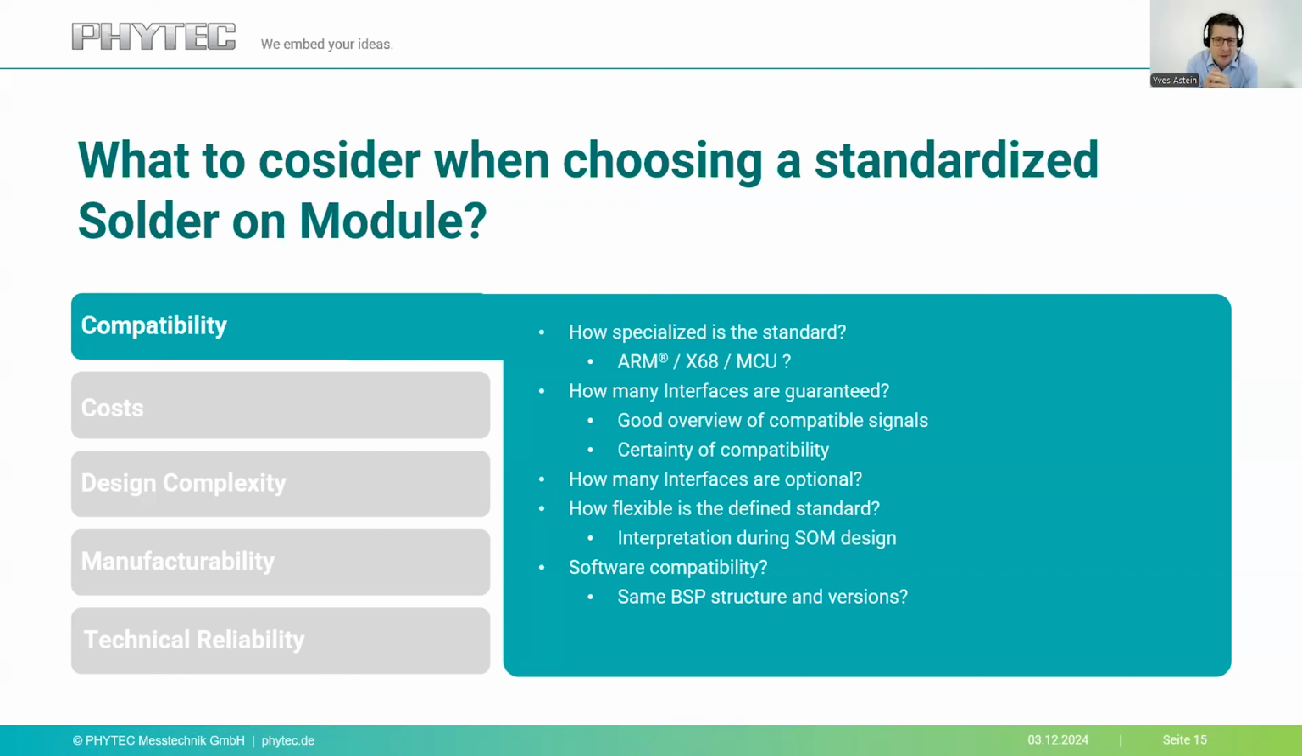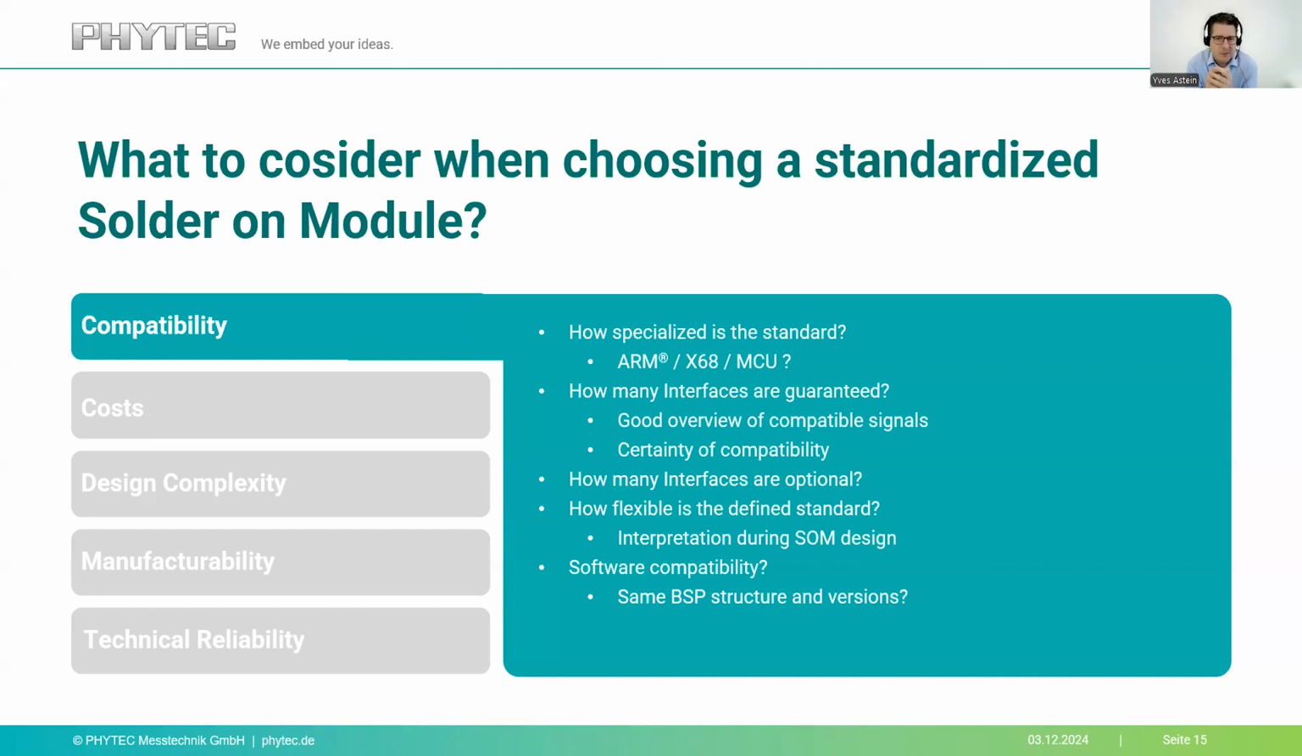How many interfaces are really guaranteed? If you have a high amount of guaranteed interfaces, you won't have too much of a headache when trying to find a compatible system on module, and you have certainty that you will find a system on module that will provide the most important interfaces that you need. And then on the other hand, how many interfaces are actually optional? How flexible is the standard defined?